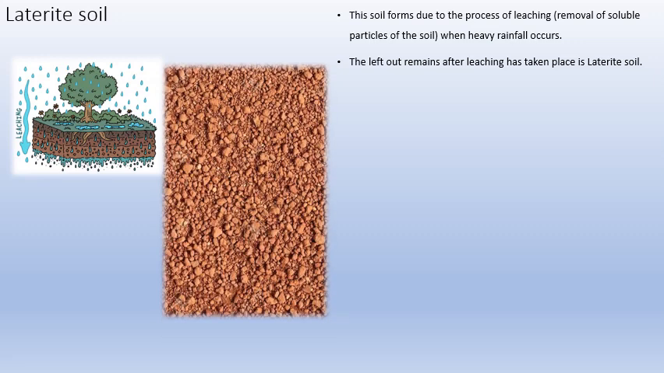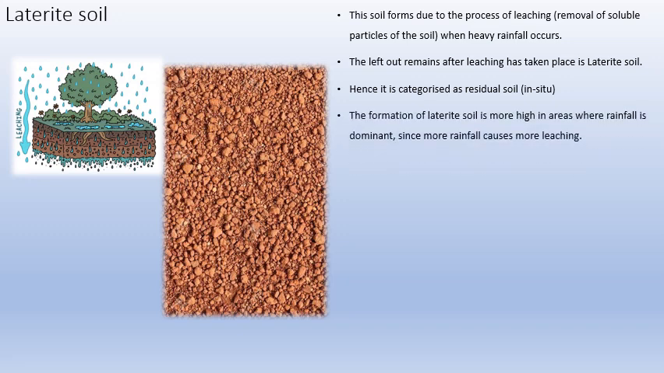So you can see, after rainfall has taken place, the soluble matter is removed and you have small granules which cannot be dissolved and it remains. This is called laterite soil. So this is also a residual soil. Among the four types, only alluvial soil is transported or ex situ. Remaining three types are residual or in situ.